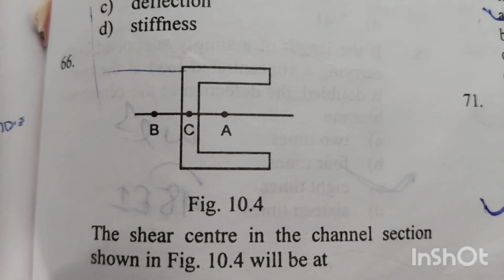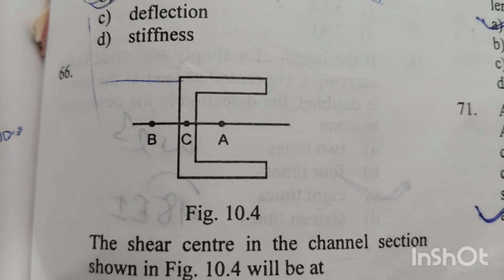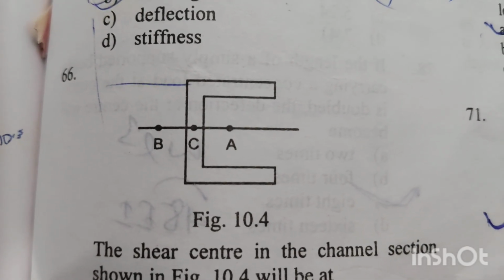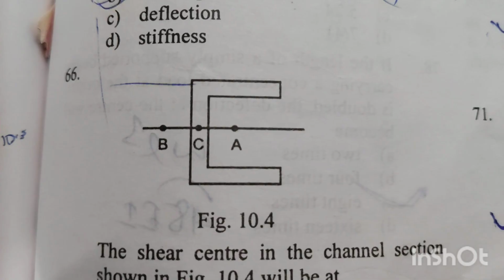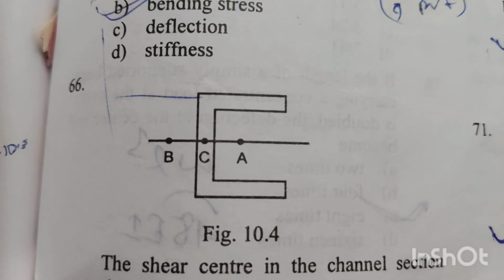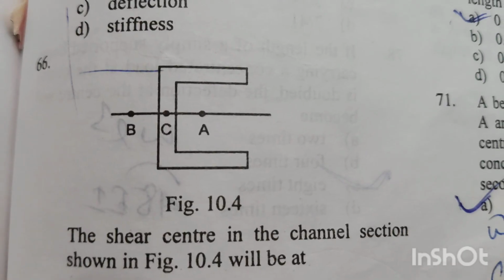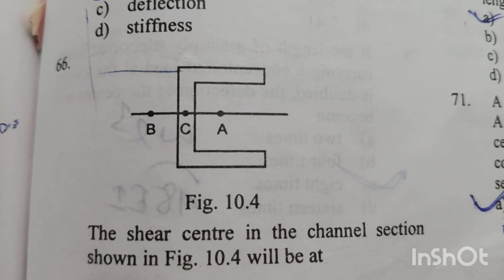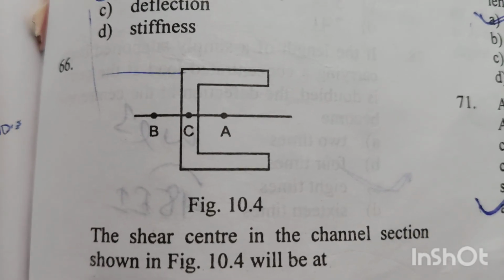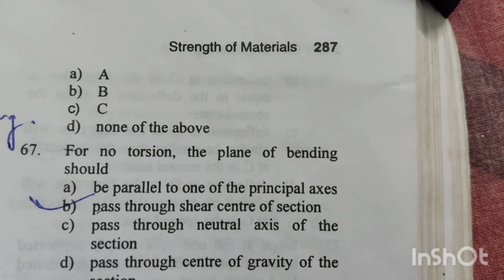Whenever a transverse load passes through the shear center, the channel beam bends without twisting, but if the load does not pass through the shear center, the section experiences both bending and torsion. So from this theory we can say the shear center in the channel section shown will be at B. Option B is the right answer. Number 67.